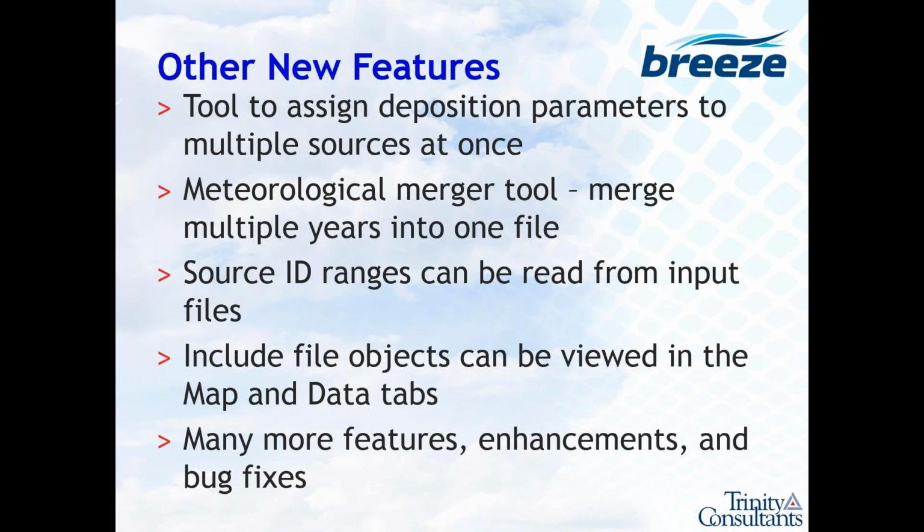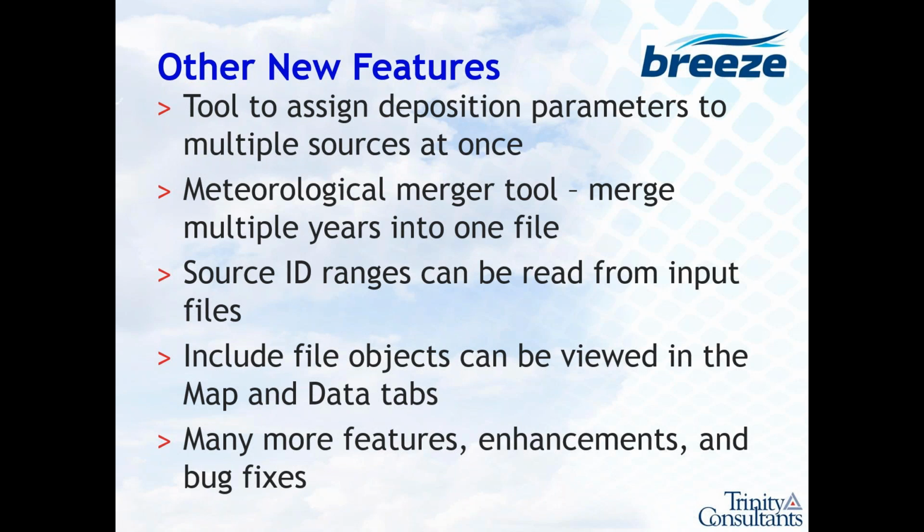Next, we have a meteorological merger tool that can take individual year meteorological data files and then combine those into one multi-year meteorological data file. So that gives you a simple way of getting one large MET file that allows you to do one AERMOD run covering the entire period of that multi-year file, rather than having to do a separate model run for each year. Next, source ID ranges, rather than just static source IDs, can now be read in from input files.